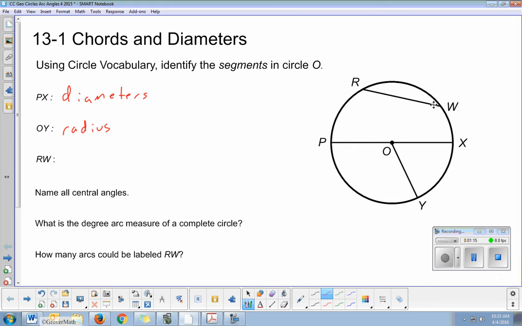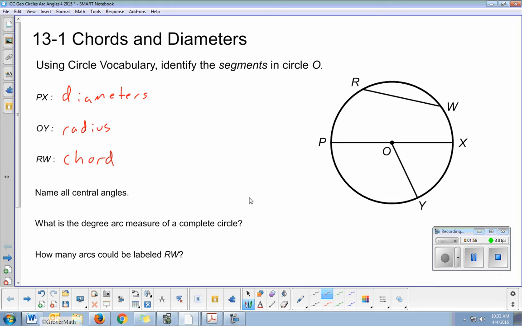But what would RW be called? RW is called a chord. It's basically a segment in a circle that does not go through the center. So it's like a diameter in that it goes from two ends, it hits the circle in two spots. But a diameter goes through the center, a chord does not. I guess we could say that a diameter is a chord, but a chord is not a diameter, kind of like a square is a rhombus, but a rhombus is not a square. But a radius is different than those two because a radius does not go from two spots on the circle. It goes from the center to a location on the circle itself.